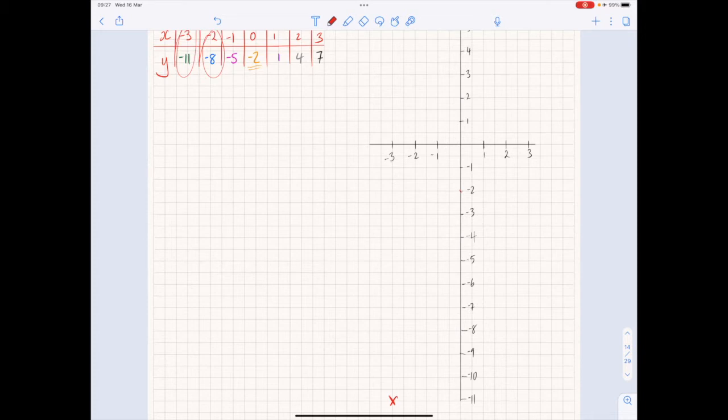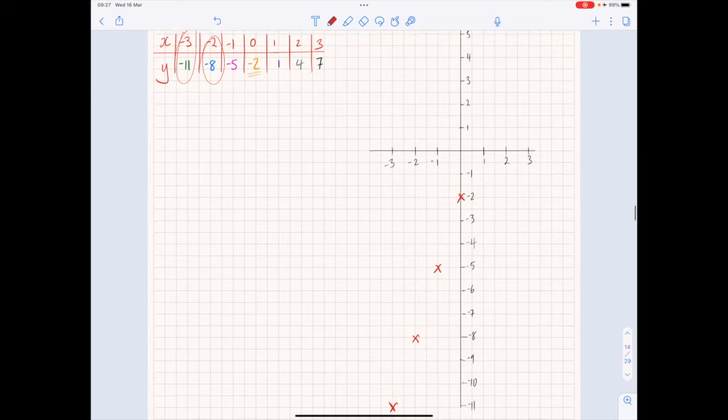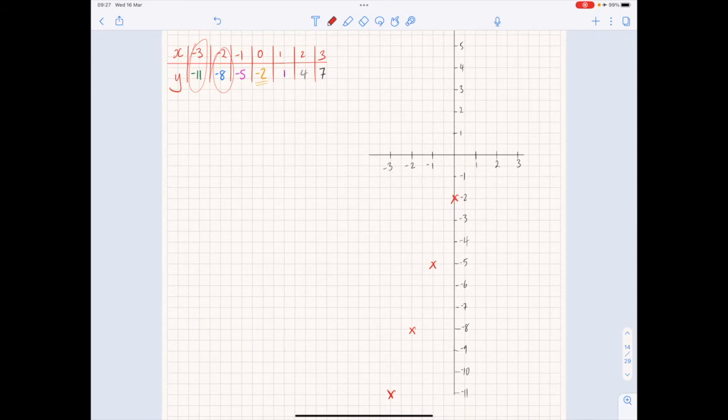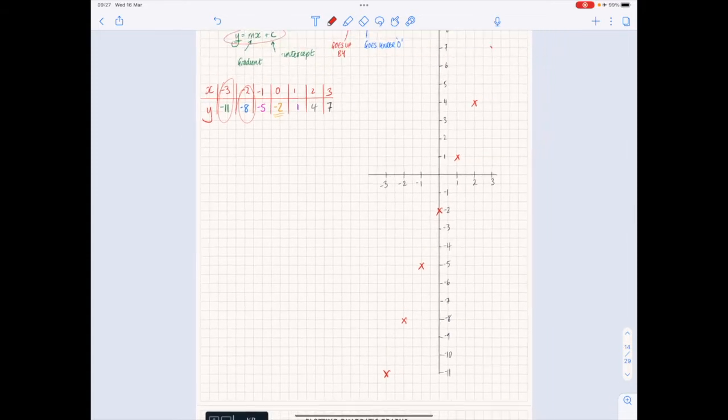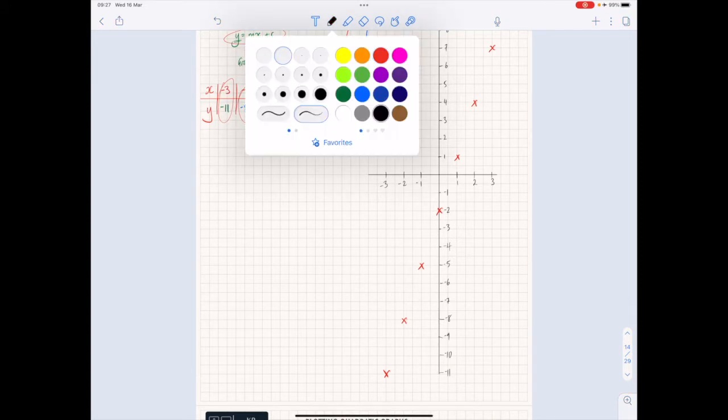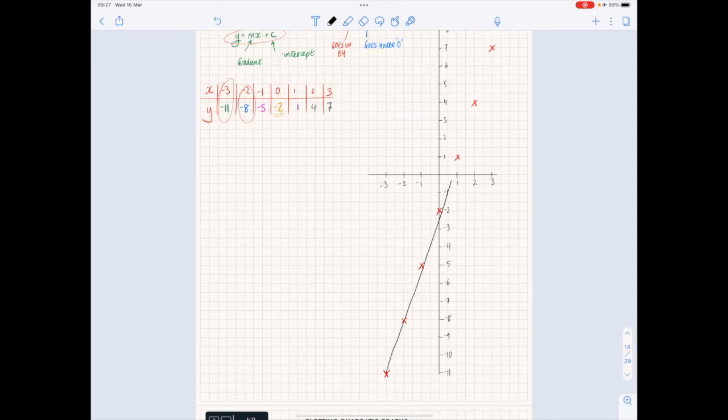So I go to -2, down to -8, plot that point. -1, -5 is my next point, 0, -2, and what you can see is that that actually crosses my y-axis at -2, which is what we said the y-intercept was. 1, 1, 2, 4, and then 3, 7 is up here. So quite a big graph, but what you can see is that that creates a nice straight line. Finally all you need to do is get your ruler, join all those points with a straight line, and your ruler should cross every single one of those points. If your ruler doesn't and one of the points is off the line, it means you made a mistake.